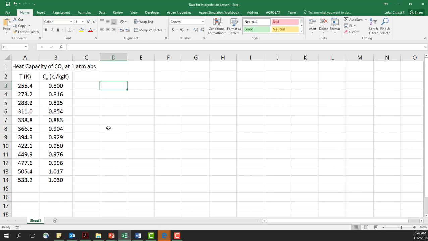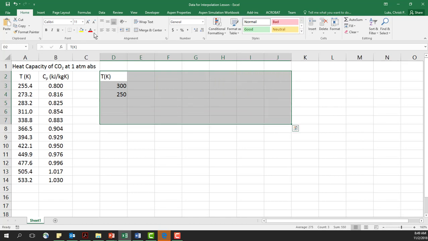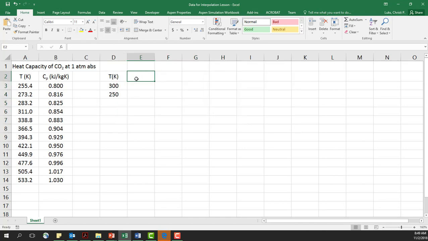But what we have here is something where really I could use any of the techniques. And we're just going to estimate C sub P at a couple of different temperatures. Let's do 300 Kelvin, and I want something that's outside of the range, 250 Kelvin. So let's start with just estimating these two here. And doing linear interpolation, you can use the formulas out of the book, but honestly that's the hard way, because Excel has a function and we can use the forecast function to do this.